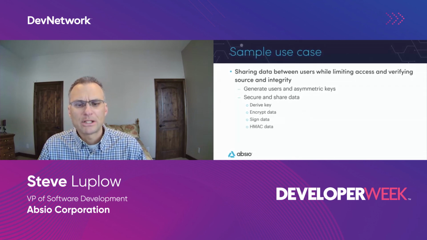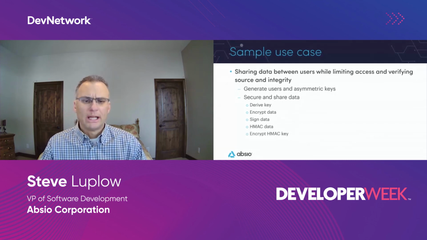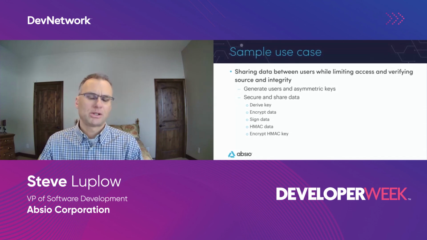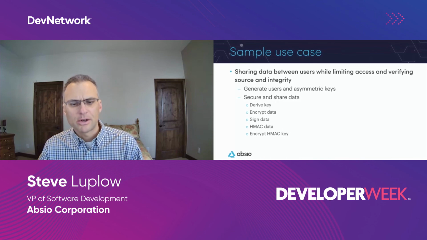And you want to create an HMAC key. Then you can turn around and HMAC the data and produce the digest. And then you want to encrypt that HMAC key. And you want to take all the relevant information and share that with the recipient. That would be the encrypted data, the signature, the digest, and the encrypted HMAC key.